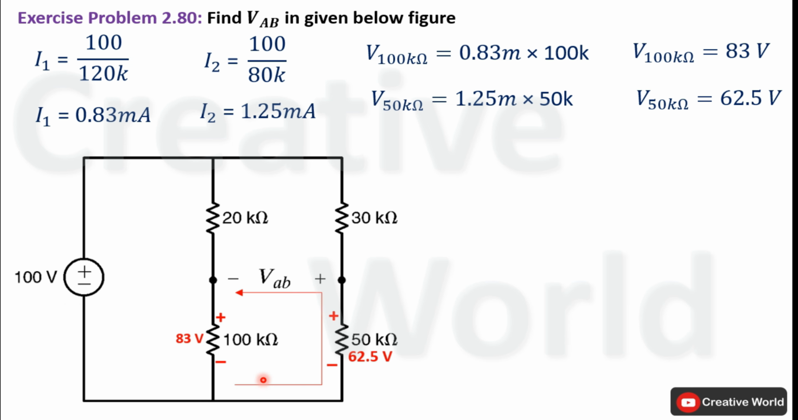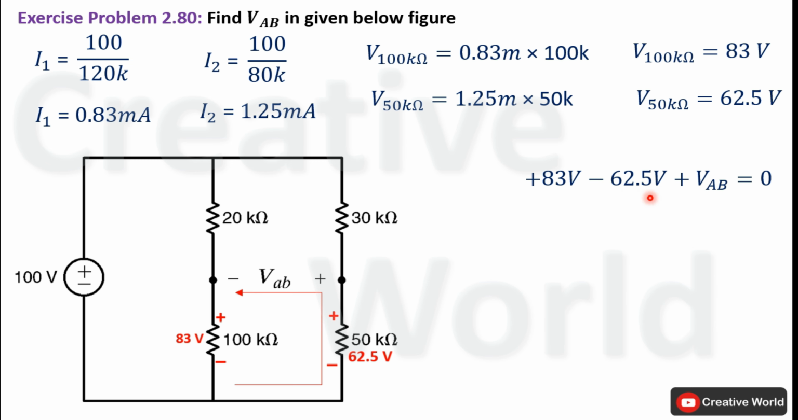Now we will apply KVL inside this semi-closed loop to calculate the value of voltage VAB. For that purpose, we will assume the direction of current counterclockwise. You may take clockwise as well. Start from this 83 volt. The current entering terminal is positive, so 83 volt will be taken with positive sign. Move to the next resistive element. The current entering terminal is negative, so the voltage across this 50 kilo ohm resistance will be taken with negative sign: minus 62.5 volt. For this voltage VAB, the current entering terminal is positive, so VAB will be taken with positive sign.